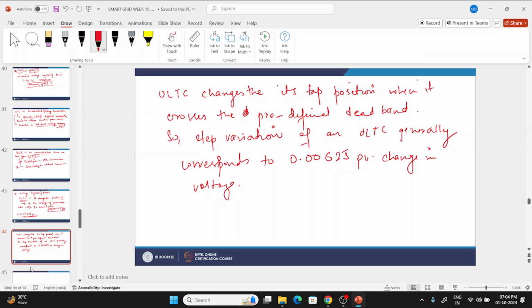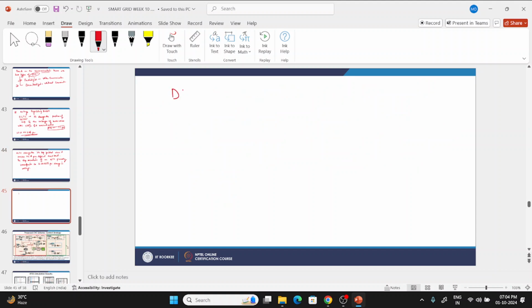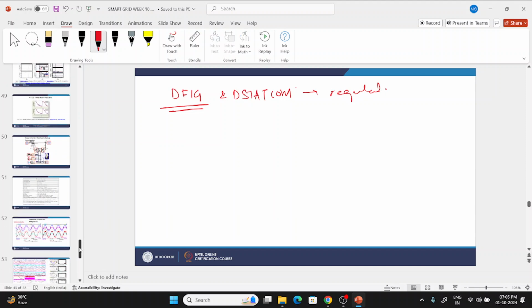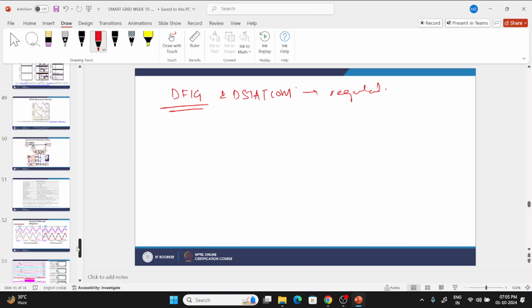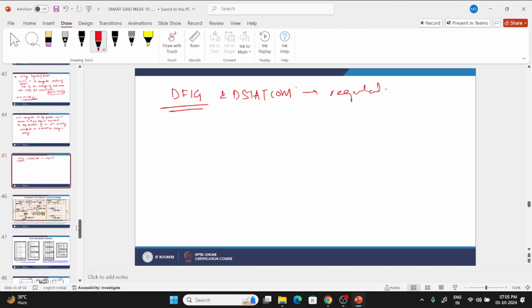Now comes another device, which is DFIG, okay, and D statcom, okay. This also helps in the regulation of voltages. I will show you a diagram actually. It will help in understanding if it is possible. Let us see.